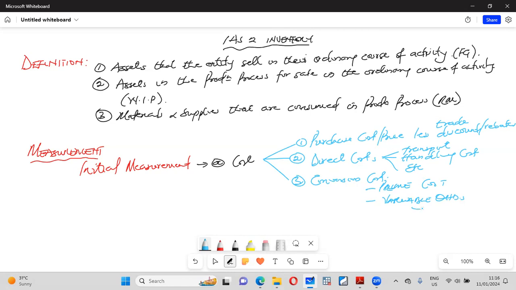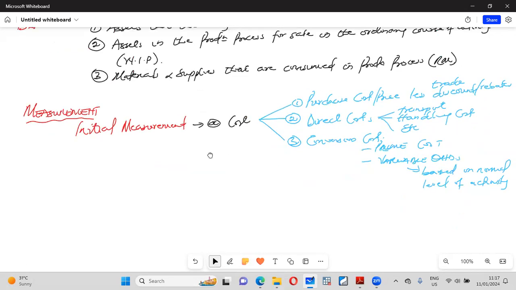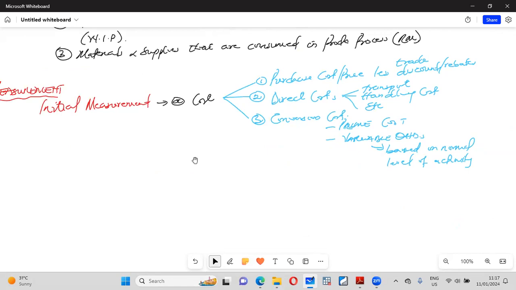And these things should be based on the normal level of activity. The sharing of the overheads is always based on the normal level of activity. All right, so if you want to get the cost of the thing, these are the things you combine. Of course, we will look at the mathematical examples for you to see. Now, what you need to understand is that in determining this cost, there are important notes you have to take note of.